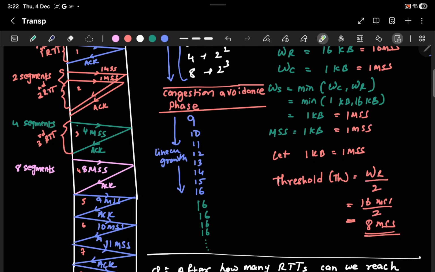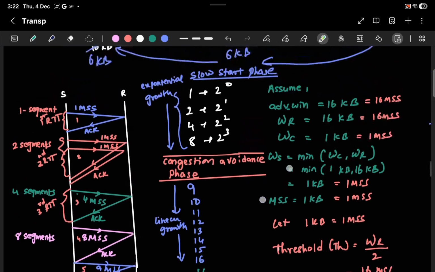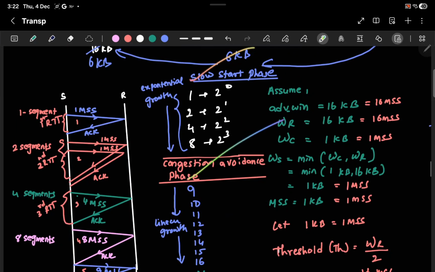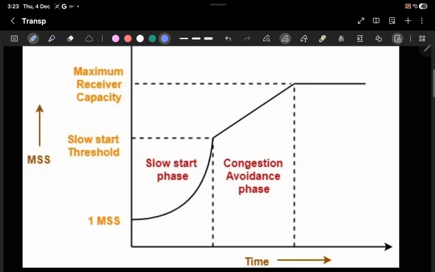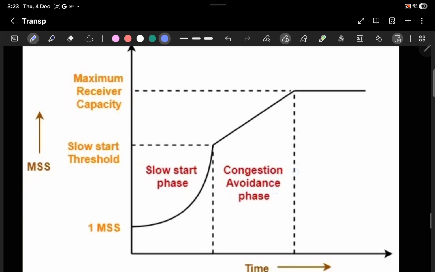But in the congestion control mechanism, there is one more phase, a third phase, which is called the congestion detection phase. Two phases we had seen: first the slow start phase and the congestion avoidance phase. There is one more phase, which is called the congestion detection phase. So this is the graph for the congestion control mechanism.